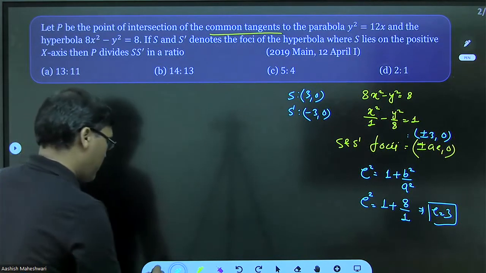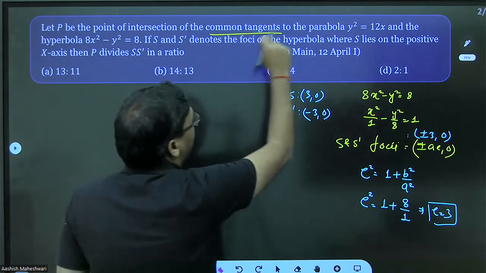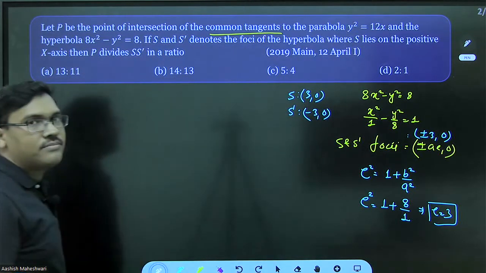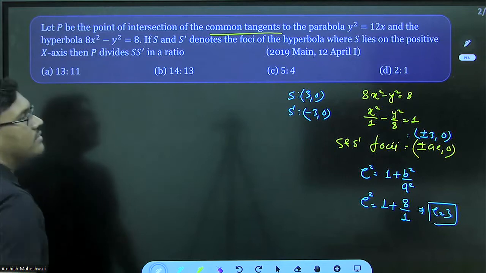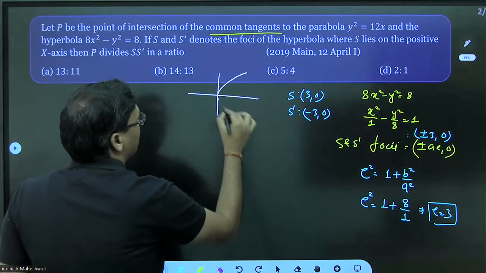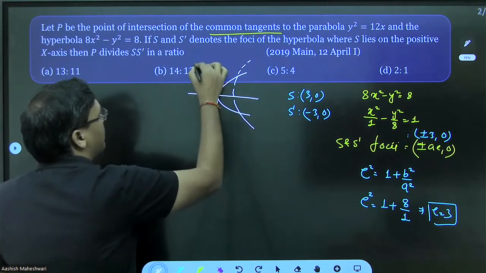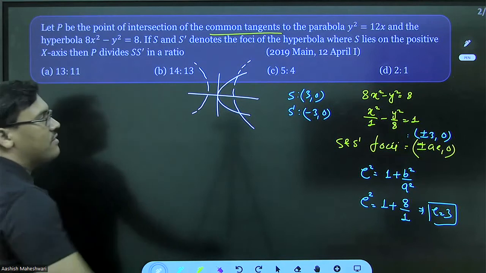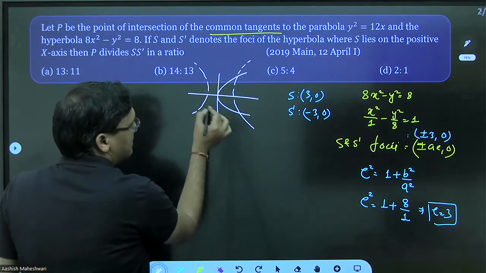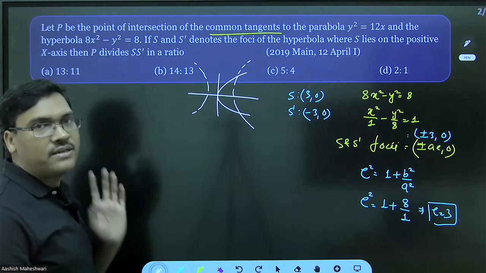Now how will you find this point P? It is given that P is the point of intersection of common tangents to y square equal to 12x and this hyperbola. If I say this is the parabola y square equal to 12x and this is the hyperbola, I can have some common tangents. This is one common tangent, and this can be another. You have to find the point of intersection.